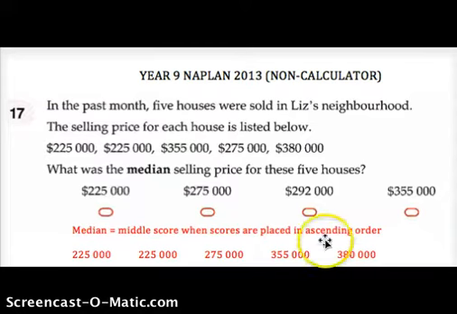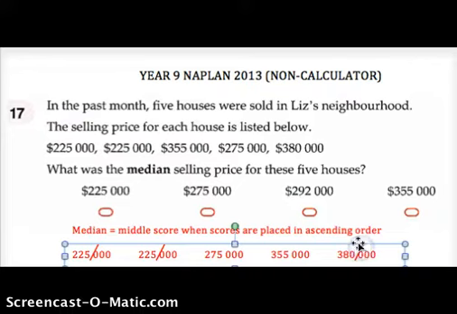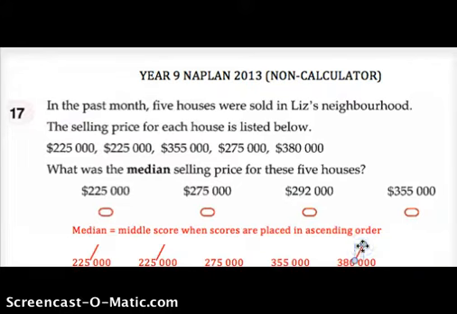Now the median score is the middle score. So what we can do is just cross off some numbers from either side. So I cross off these 2 numbers there. And then I can also cross off these other 2 numbers. So just coming in from the sides, you can just cross off a number from either side.